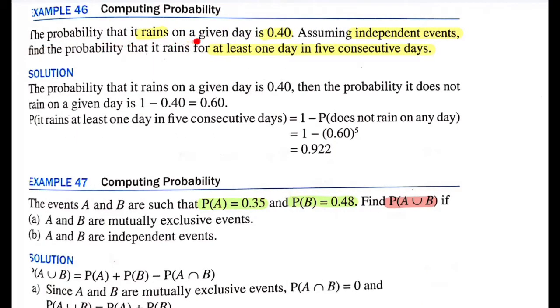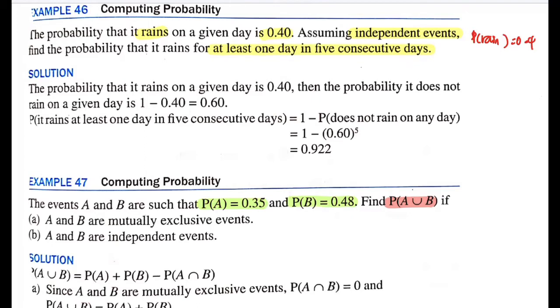The probability that it rains on any given day is 0.4. So let's write: probability of rain on any one day is 0.4. Assuming independent events, find the probability that it will rain for at least one day in 5 consecutive days.